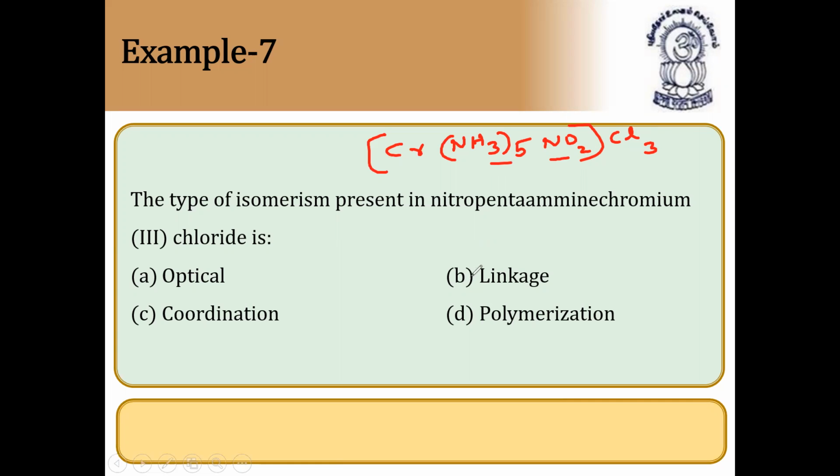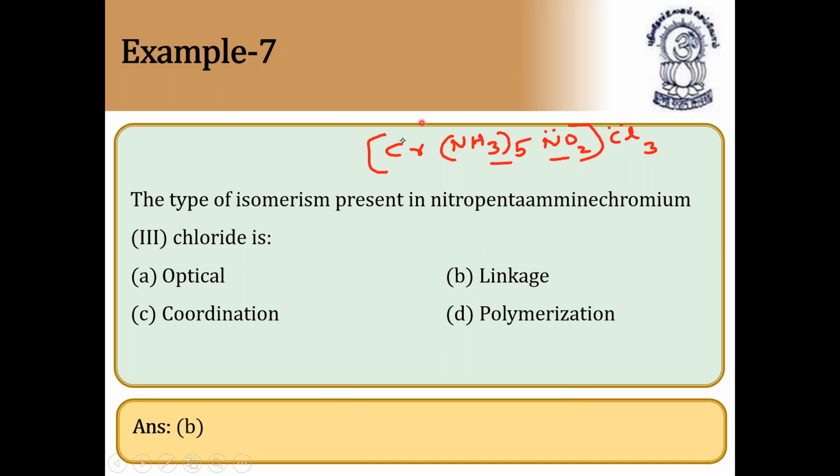So what type of isomerism can it be? The donor atom can be nitrogen or even chlorine. So the options are optical, linkage, coordination, polymerization. Let us check the answer now. You can guess it easily. It is linkage, because as I told you, it can link through nitrogen as well as through chlorine. So it is nothing but linkage isomerism.